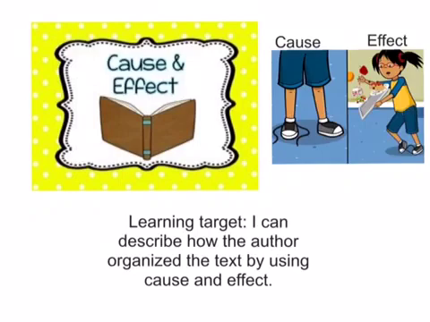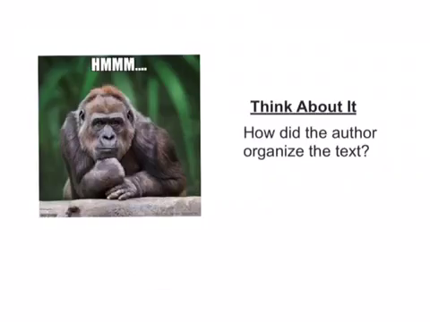So our learning target today is: I can describe how the author organized the text by using cause and effect. And cause and effect is basically a type of text structure, which is how the whole thing is organized. So our question to think about is, how did the author organize the text?